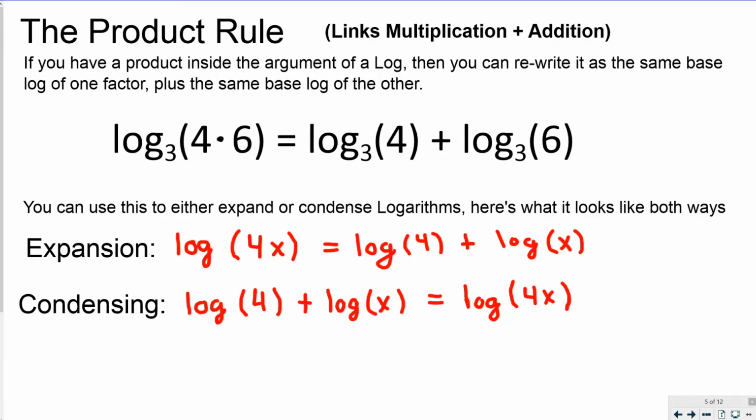I did it for log of 4x, and then I took the log 4 plus log x to make log 4x, condensing. So expanding is growing it and turning it into multiple logarithms, and condensing it would be taking multiple logarithms and shrinking them down into a single one.